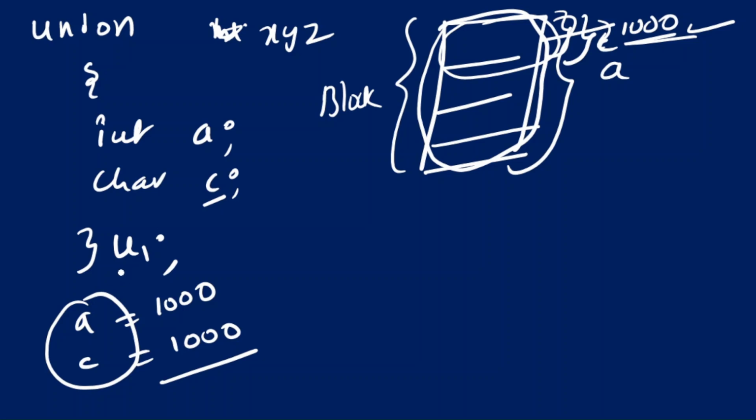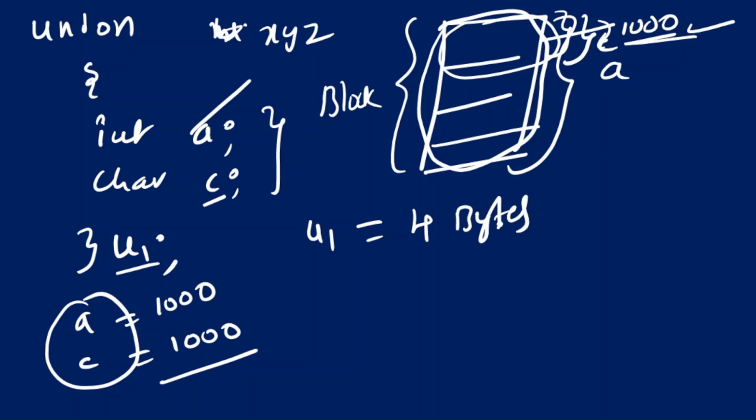Now how much memory is allocated for the variable U1? The amount of memory allocated for the variable U1 is given by the size of the largest data member in the union. What is the largest data member here? A. Means the amount of memory allocated for the variable U1 will be only 4 bytes. This is how the memory will be allocated for the variable U1.